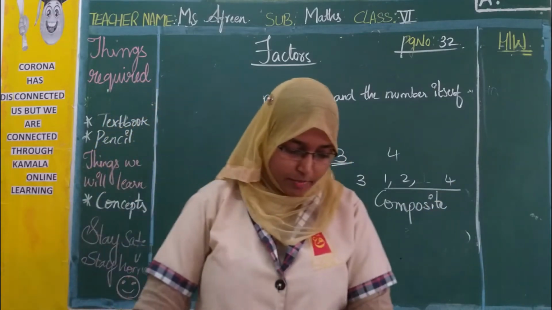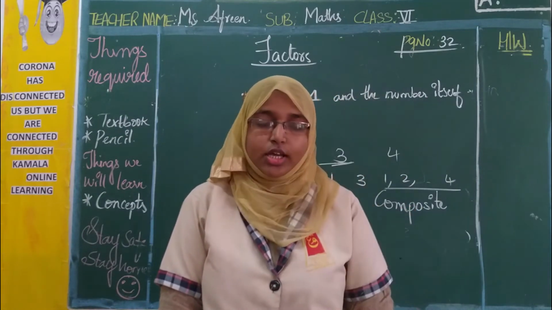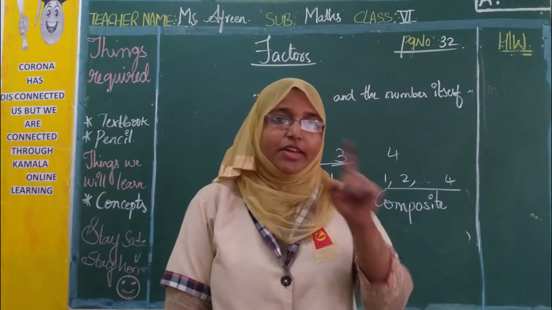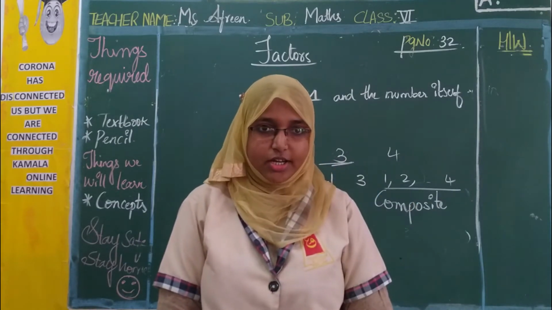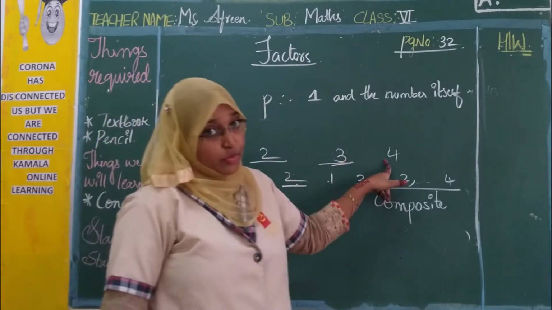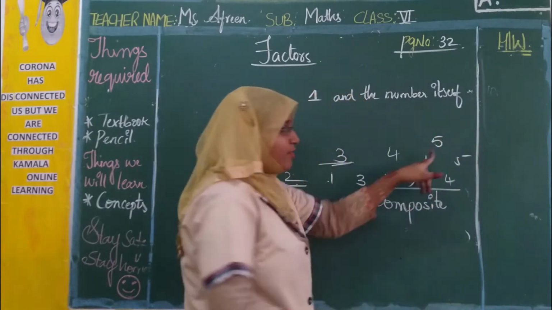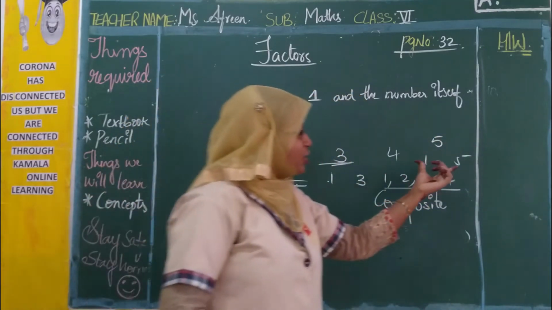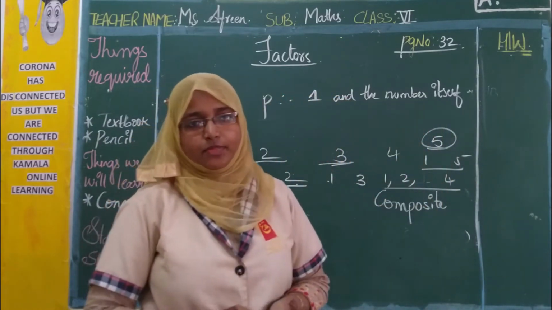I hope you remember in 5th grade we also did a number chart using the Sieve of Eratosthenes method, where we circled prime numbers and crossed off all the composite numbers, right? That is the same. So 2 is a prime number, 3 is a prime number, but 4 is a composite number. Again take 5: 1 5 is 5, 5 1 is 5. 5 will not go in any other table, so only these 2 are the factors. So 5 is a prime number.